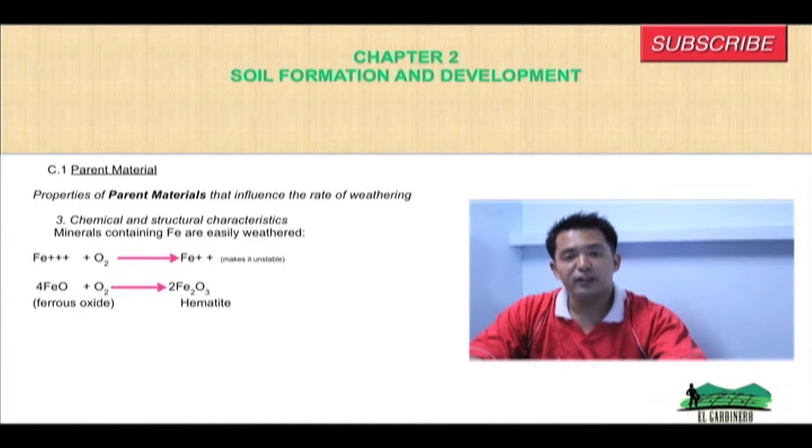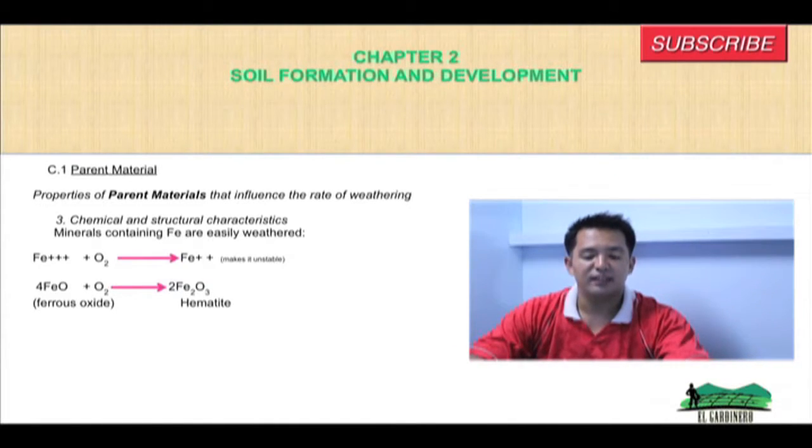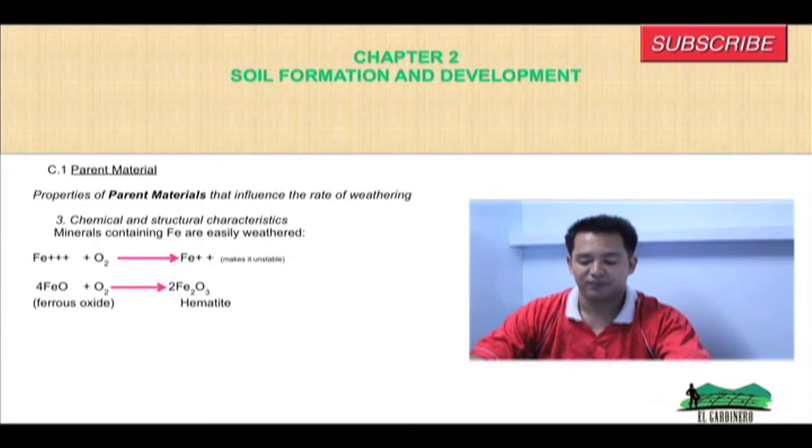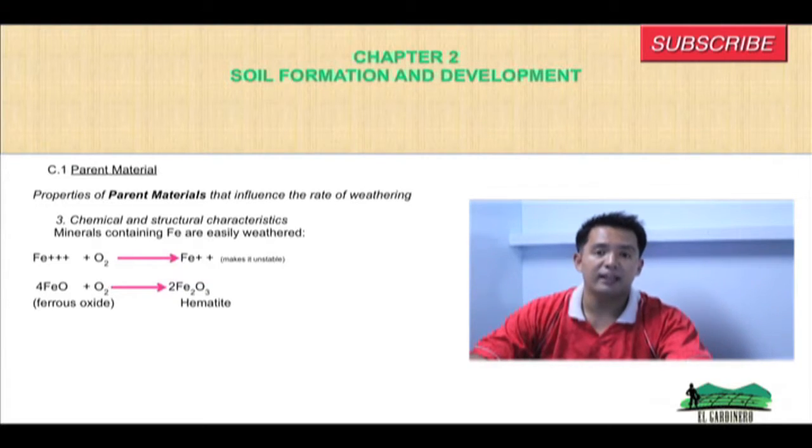The third property that influence the rate of weathering is the chemical and structural characteristics. Generally, minerals that contains iron are easily weathered. So I'm showing you an equation on how minerals containing iron easily weathers. And this portion will be discussed further in the chemical characteristics of our soil.